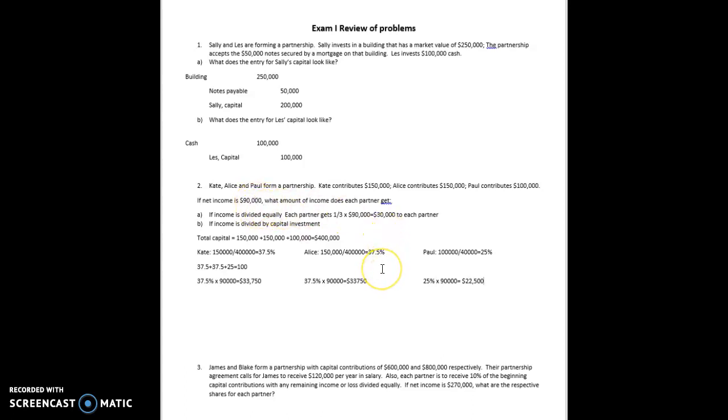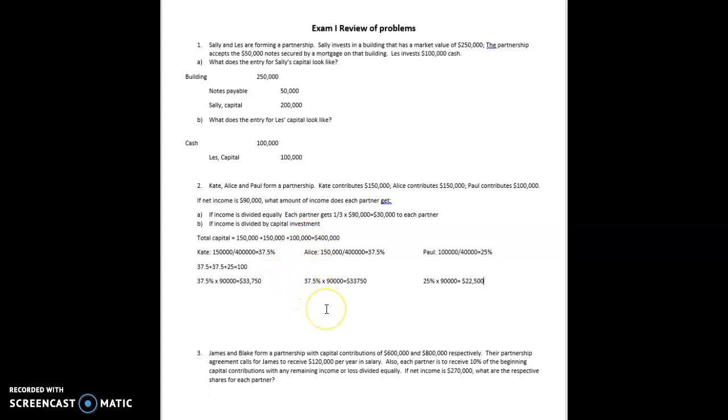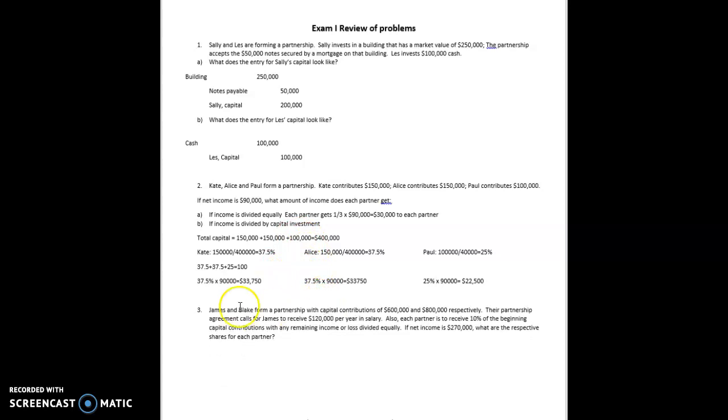So if there's no agreement, that means they all get divided equally. We just divide by the number of partners and split it. If they decide to do it by their capital investment, we have to figure out what percentage of the company each of them owns. All right, let's look at number 3.